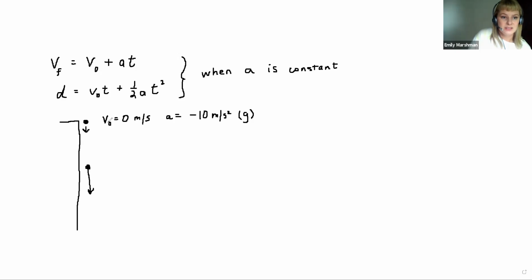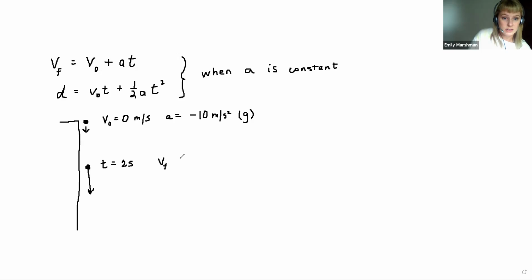Let's think about what happens after 2 seconds of falling. So let's say at t equals 2 seconds, what is the final velocity of this object? Well, we can apply the kinematics equation here because the acceleration is constant. It's downwards at 10 meters per second squared. So I am free to apply the kinematics equations I used in chapter 2 to this situation.